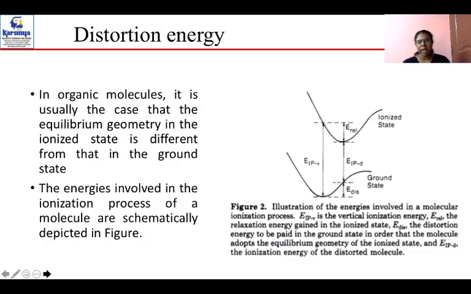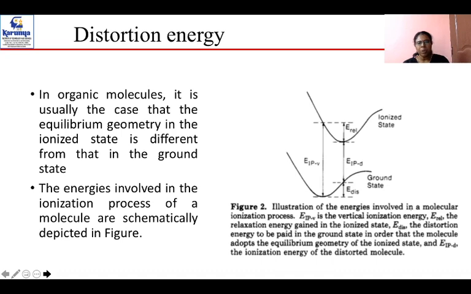You could see on the diagram on the right hand side at the lower corner you have something called E suffix dis. So that is the distortion energy. So in organic molecules, normally you see that the equilibrium geometry in the ionized state, when you ionize them, already I told you about ionization in the previous topic. When you ionize them, they have an equilibrium geometry which is different from that of the ground state. So they will have to get relaxed a bit. That is E REL, relaxation energy.